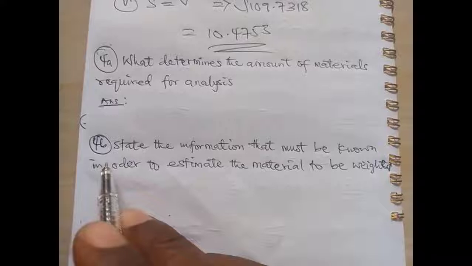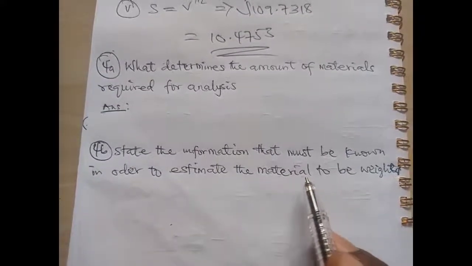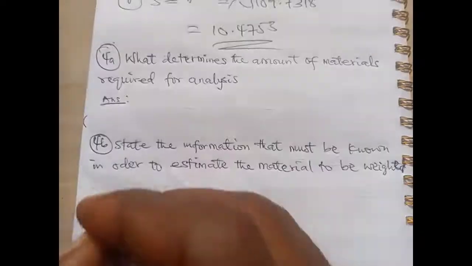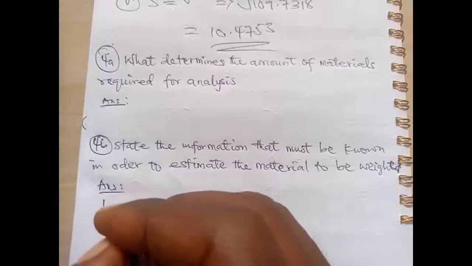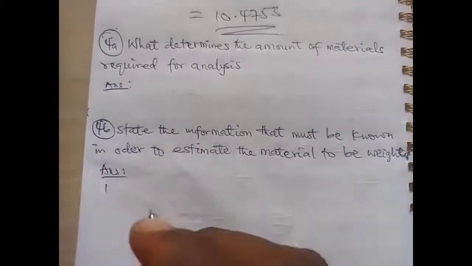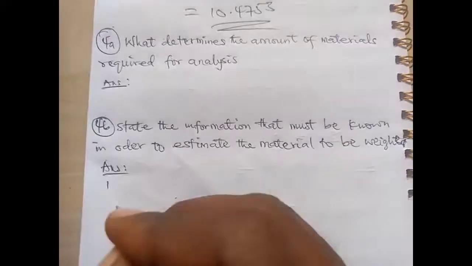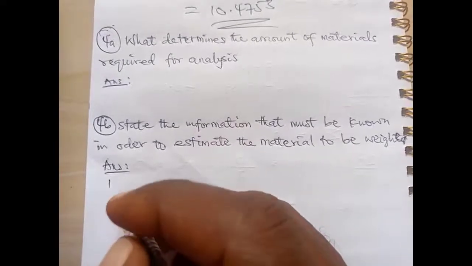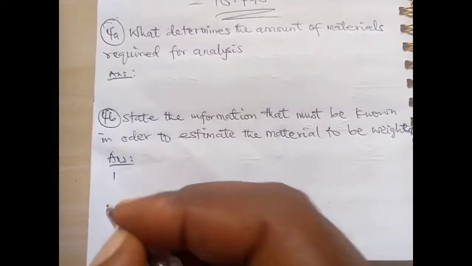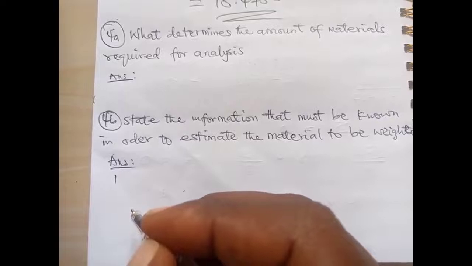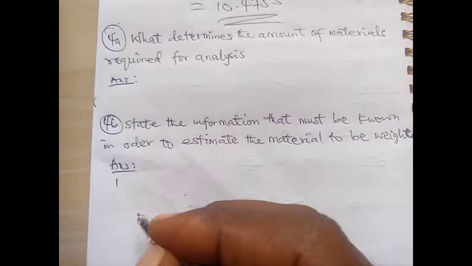The next question says, state the information that must be known in order to estimate the material to be weighed. Now, the answer to that is that the first one is the number of determinations to be run with the solution. The second one is the stoichiometric relationship in the reaction. The third one is the capacity of the flask in which the solution is to be contained. The fourth one is the molar mass of the substance.